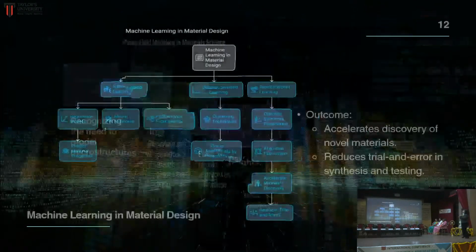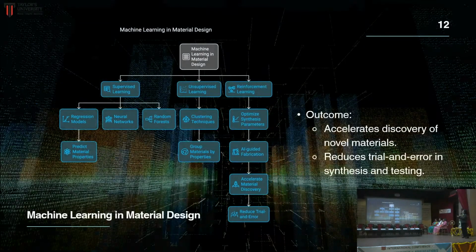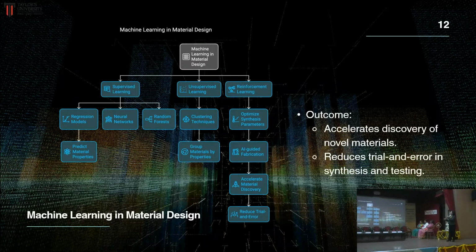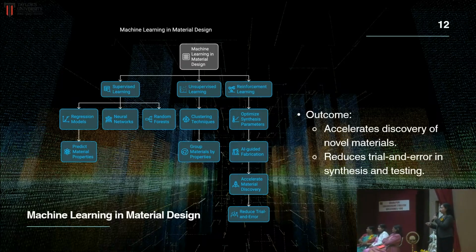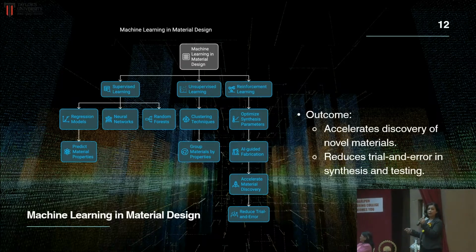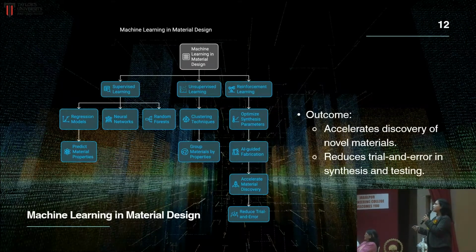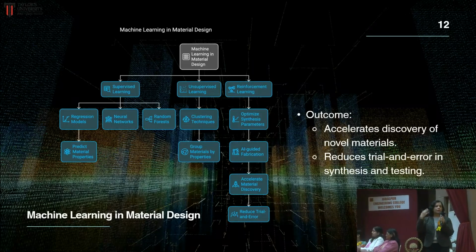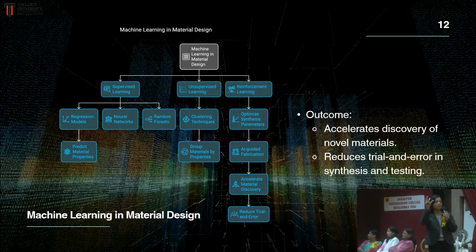Now, machine learning in material design. Machine learning has a widespread application. So there are three types of learning here. We have supervised learning, unsupervised learning, and reinforcement learning. If we talk about supervised learning, it is further divided into three types. That is, regression models can be there. We can have neural networks, random forest. The output of all this is to predict material properties. This is used to predict what are the basic properties of the particular material that is under study.